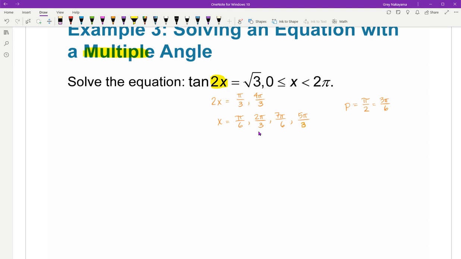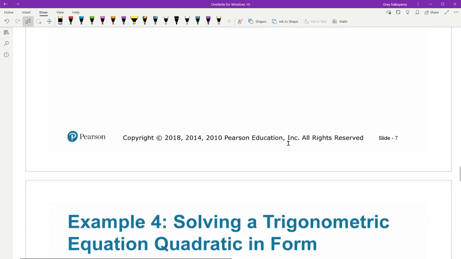I started with 2. 2 times 2 is 4. So that's all I got for my answers. Again, I added back the period to get those extra angles. So multiple angles means I'm going to have extra answers.